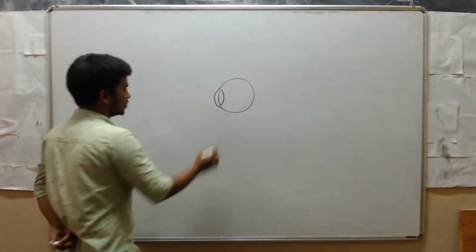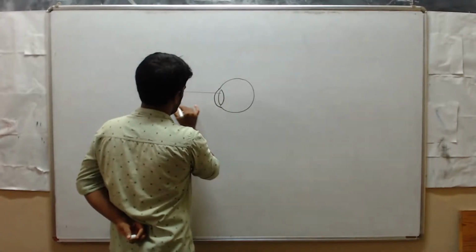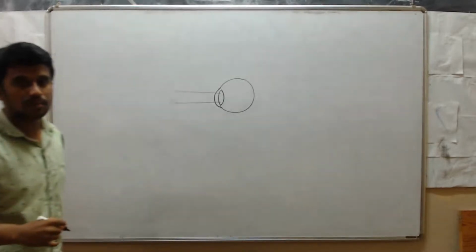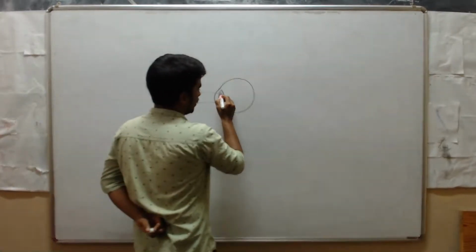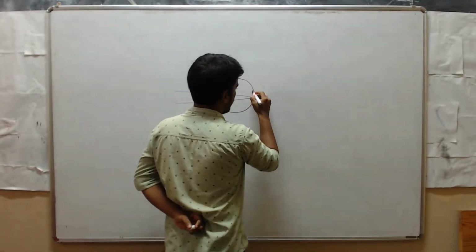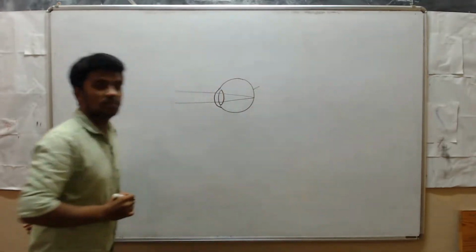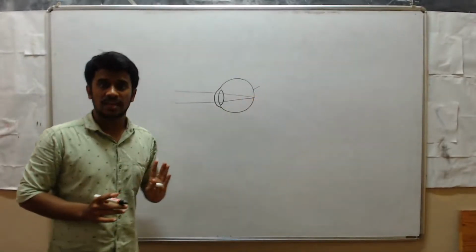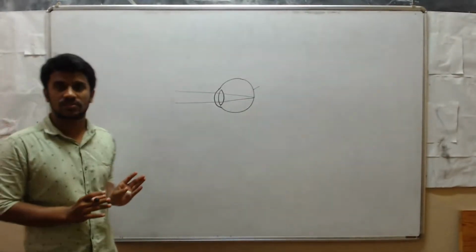Light enters our eyes, and due to refraction the light bends. If all the rays converge at the retina, then we can say that the eye is clear. There are no defects.